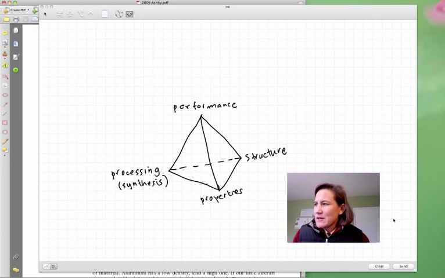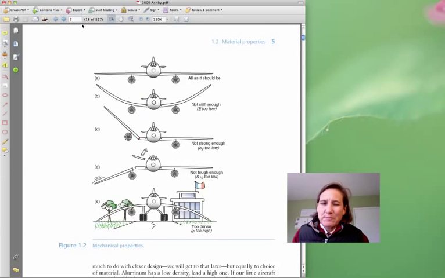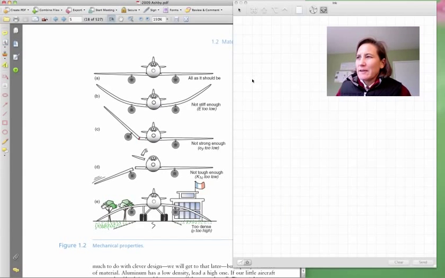To think about the properties, I'd like you to go to the Ashby book, page 5, figure 1.2. Inside this chapter, it gives you a general overview of the different material properties. This graphic represents essentially the mechanical properties of a material. This plane shows the way it should be, with these wings nice and straight. Figure B shows that the wings aren't stiff enough. So this has to do with the elastic behavior of a material.